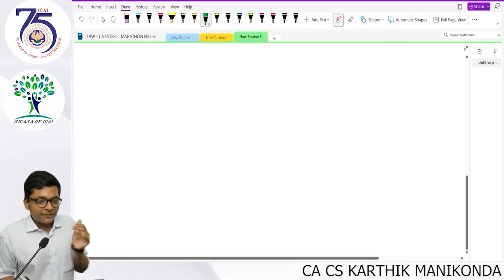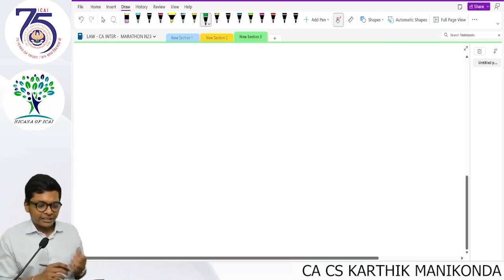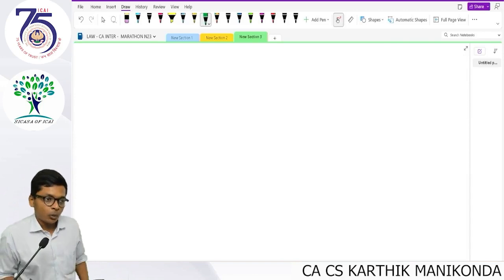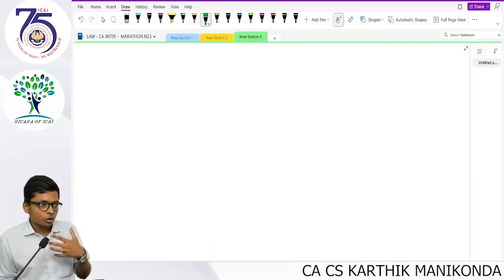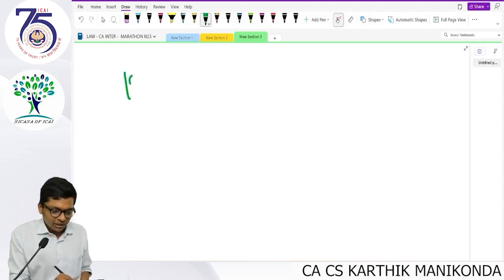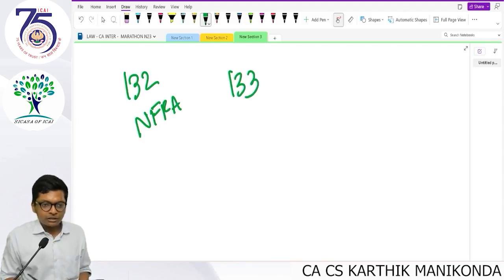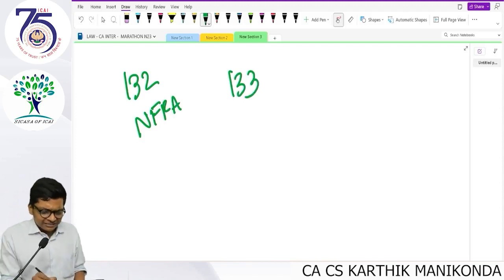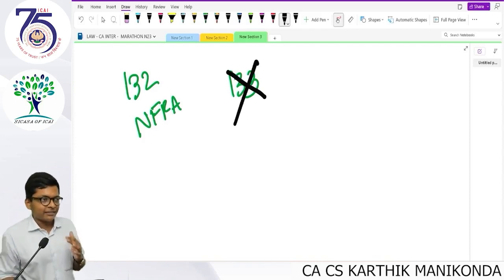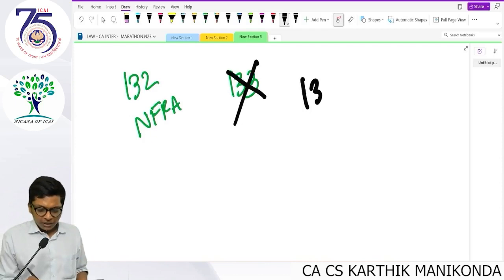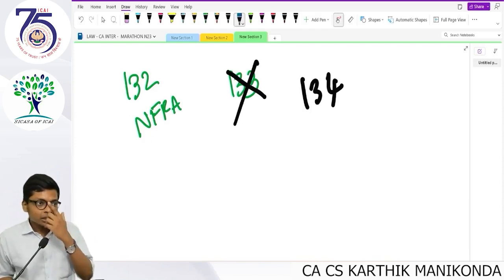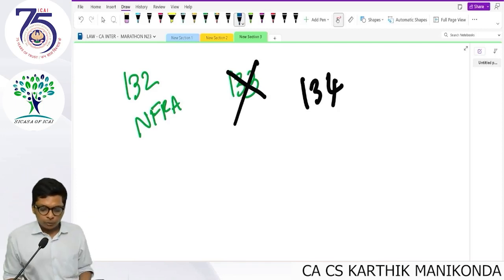So in the previous part session, we stopped with section 131. This time what I will do, I'm going to use a little more of the book to run through the points. 132 talks about NFRA, 133 talks about accounting standards, nothing much in that, nothing to learn. 133 means accounting standards, Ind AS, AS. 134, what is 134, guys? Loudly. Board's report. We already learned about board's report.